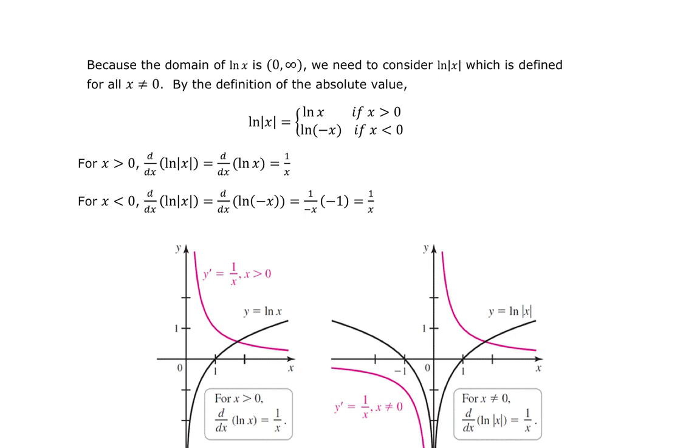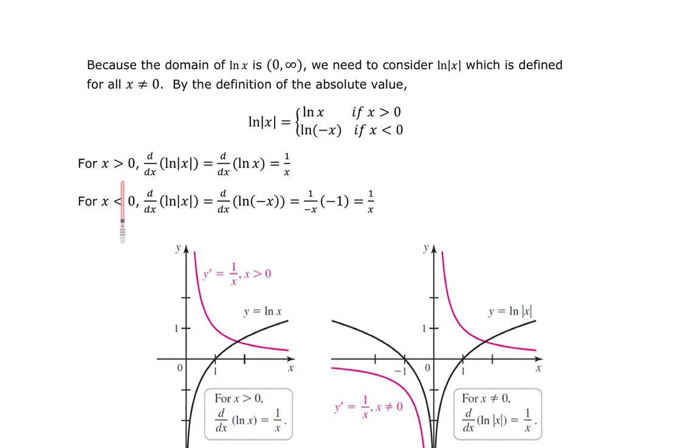All right, now we're going to start talking about doing the derivatives of the natural log. Because the domain of the natural log, or any log for that matter, base b, is 0 to infinity, where 0 is not inclusive, then we need to consider the absolute value of x, which is defined for everything except for 0. So if we say the natural log of the absolute value of x is the natural log of x, if x is greater than 0, and the natural log of negative x if x is less than 0.